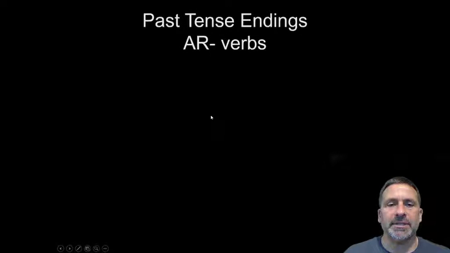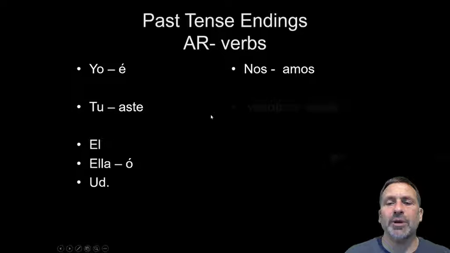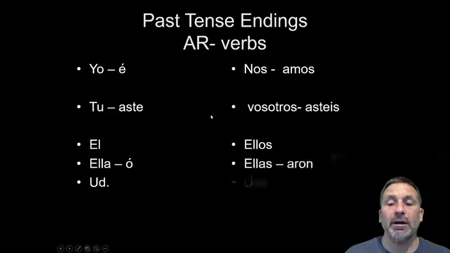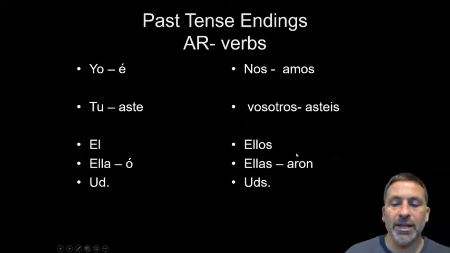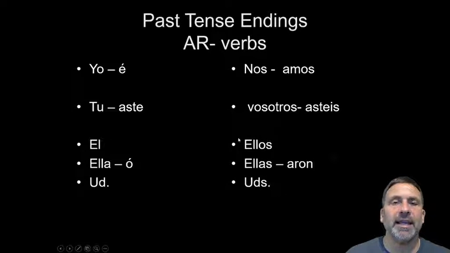AR verbs. Here are some AR verb endings, and I will go quickly over them. I just went over them with you with hablar. So here are the endings for AR verbs. These are regular verbs. Hablé, hablaste, habló, hablamos, hablasteis, hablaron. They talked to the teacher. Ellos hablaron con el profesor ayer. And so this is my past tense ending for ellos, they.